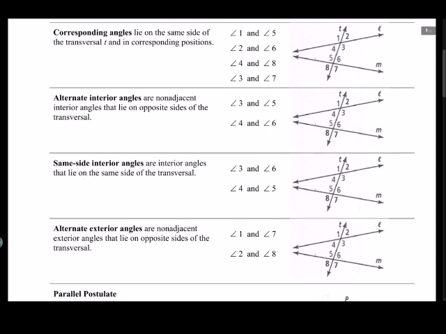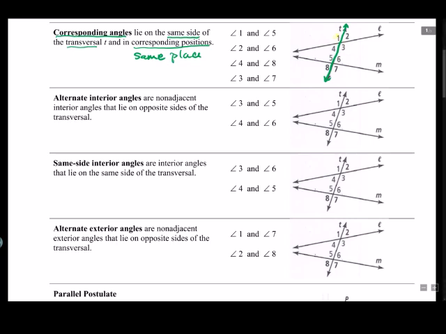So let's start with our first ones here. Corresponding angles are on the same side of the transversal and in corresponding positions. So these are in the same place. So let's mark our transversal. There's our transversal, 2 lines cut by a transversal. And if you're going to mark your angles like I am, make sure that you are using different colors so you can tell them apart.